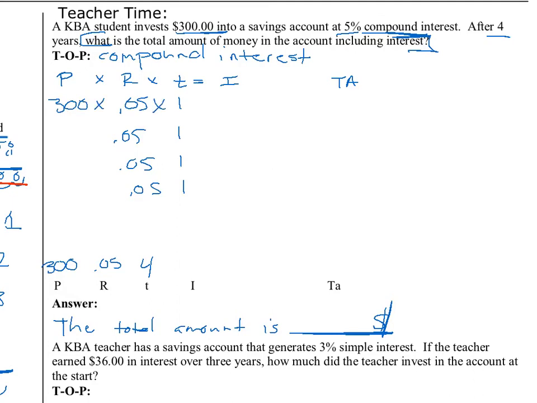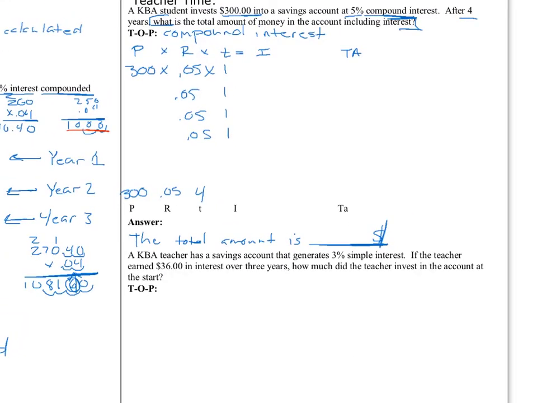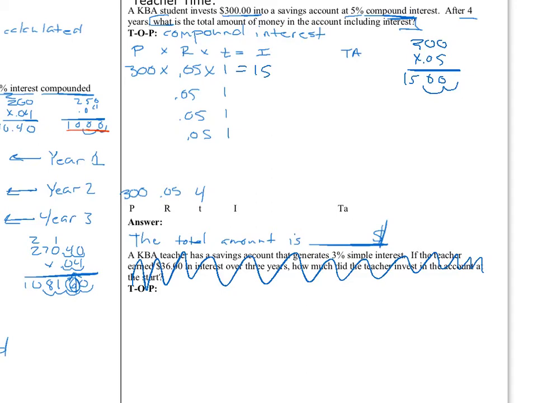And feel free, if it works for spacing for you, we're actually not going to end up doing this last problem. So if you need that space to do some calculation, feel free to use that space for that. We have 300 times 0.05. My interest in the first year that I earn is $15, which means at the end of year 1, if I went back to the bank, I would have $315.